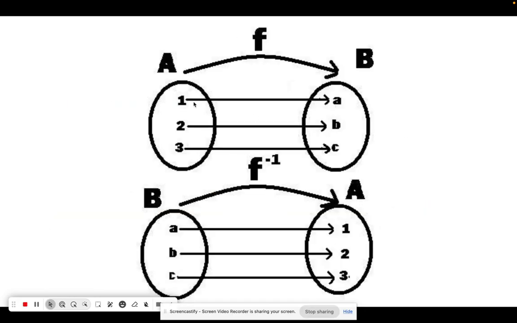So here is a function. You have 1 and A, 2 and B, 3 and C. The input is 1, 2, 3, and the output is A, B, C. If you switch them, the output became an input. So A, B, C is the input now, and 1, 2, 3 is the output. This is the inverse function, and we usually call it f minus 1. So again, all you do is switch domain and range, switch input and output, and it became an inverse.